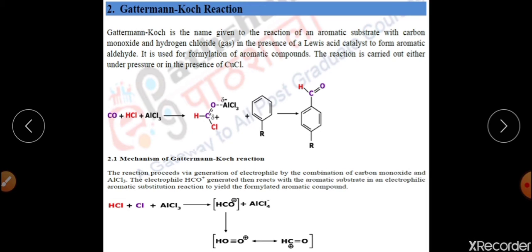Basically, this reaction is used for the formylation of the benzene ring or the substituted benzene ring. Yesterday you studied the Reimer-Tiemann reaction. That reaction is also a formylation reaction in which a CHO group was being added on the benzene ring. Similarly, this reaction is a formylation reaction in which the CHO group is being added on the benzene ring.